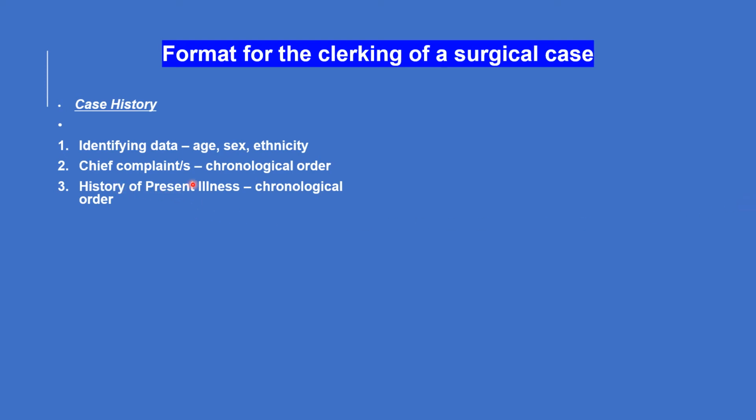Next, history of present illness or HOPI. Again, go into the details of the chief complaint and all other complaints that the patient may have in chronological order as well. Then look for the relevant associated positive and negative symptoms. Not only positive symptoms are important, but the relevant negative symptoms are equally important.